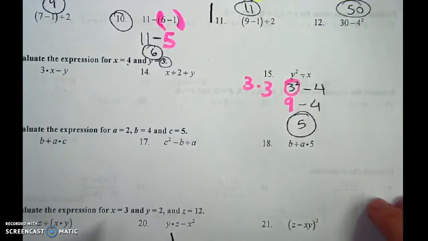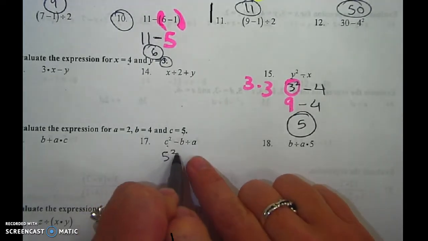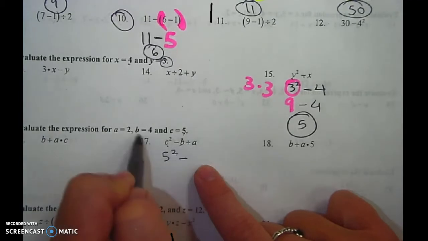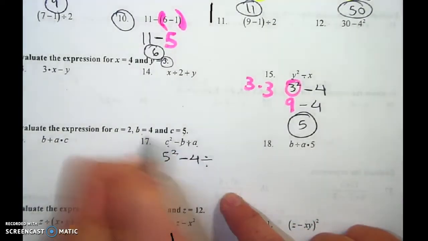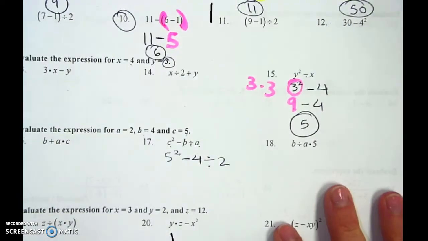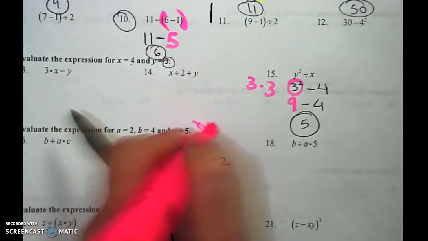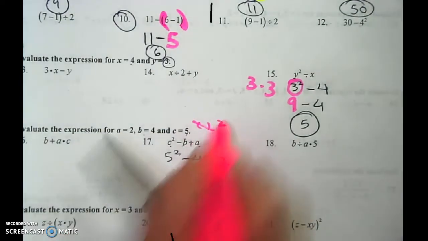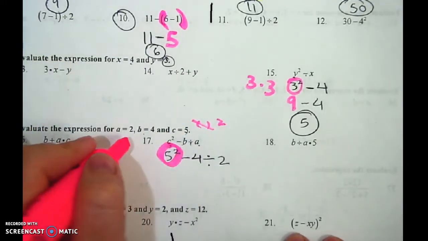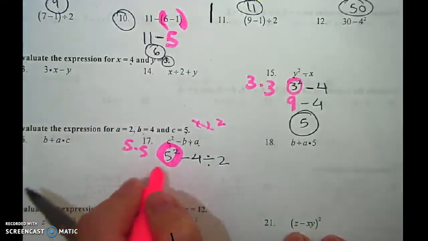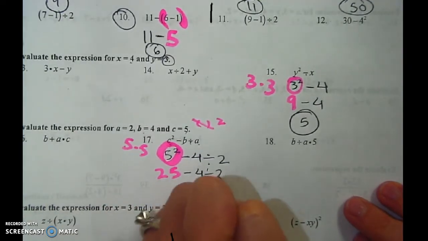Let's do number 17. My c is 5. 5 squared minus my b is 4 divided by my a is 2. Based on PEMDAS, first I need to see if there's parentheses. Are there parentheses? No. Next thing I need to do is see if there's little numbers. There are little numbers. Boom. 5 squared. 5 squared means 5 times 5, 25. Minus 4 divided by 2.